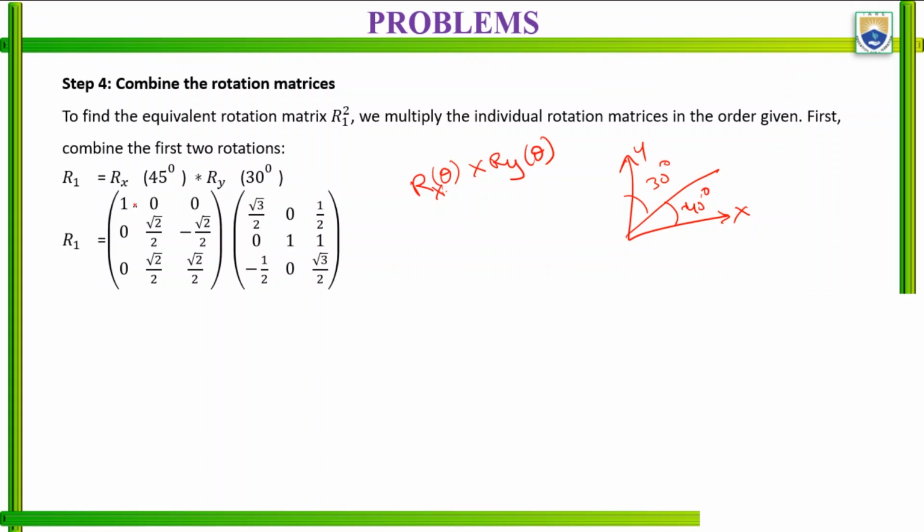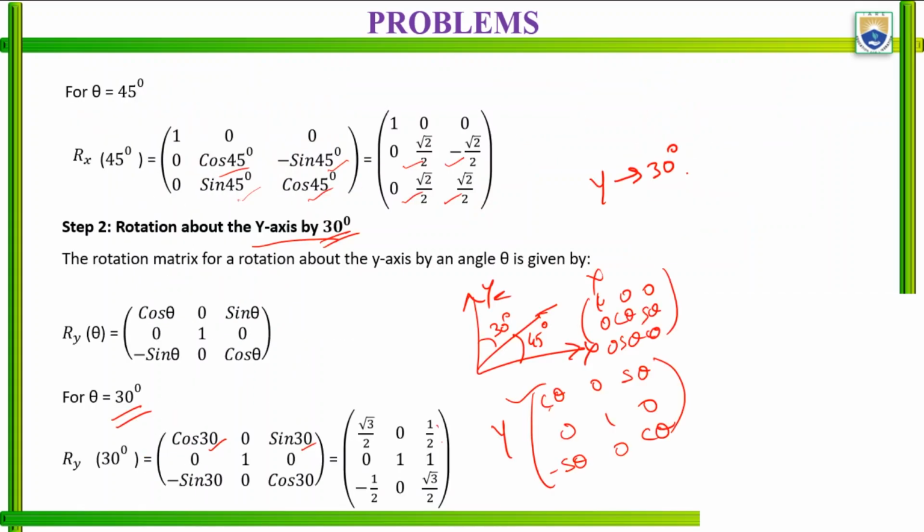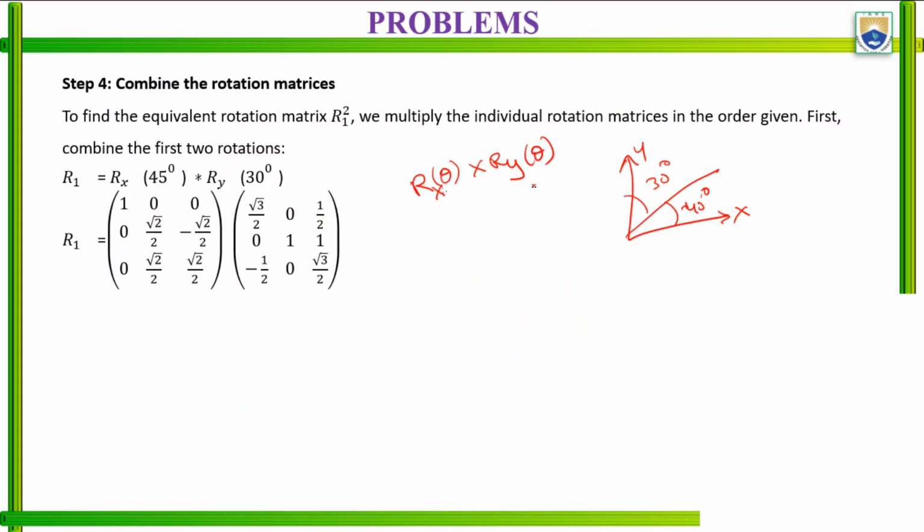R1 is equal to, what is the x-axis matrix? Here we have 1 0 0. This we need to substitute there. So it is 1 0 0, 0 root 2 by 2 minus root 2 by 2, 0 root 2 by 2 and root 2 by 2. And with respect to 30 degrees, the matrix is root 3 by 2 0 1 by 2, 0 1 0, minus 1 by 2 0 root 3 by 2.